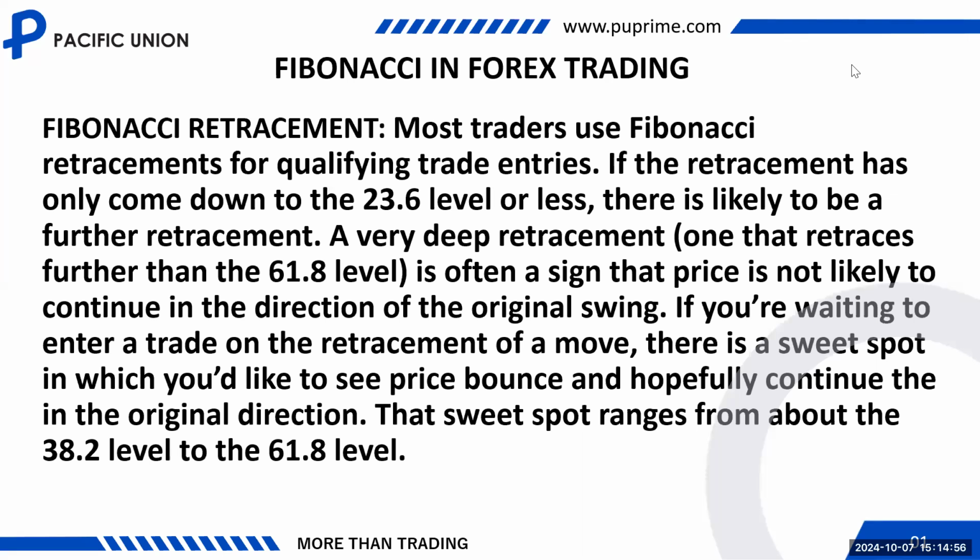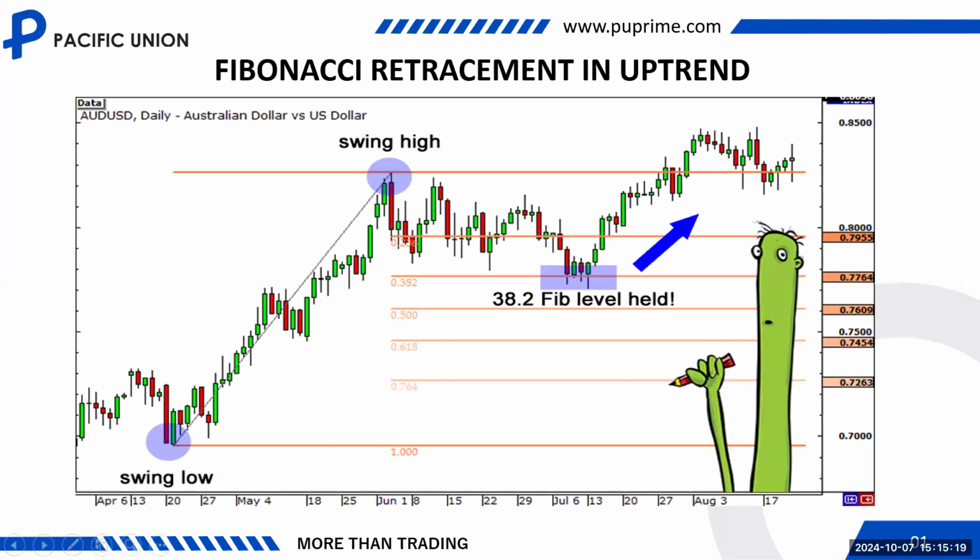If you're waiting to enter a trade on the retracement of a move, there is a sweet spot in which you'd like to see price bounce and hopefully continue in the original direction. That sweet spot ranges from about the 38.2 level to the 61.8 level. And we can see that on the chart. You can see a swing high, a retracement back to Fibonacci 38.2, then a further continuation afterwards. Swing high, retracement to Fibonacci, and a continuation.